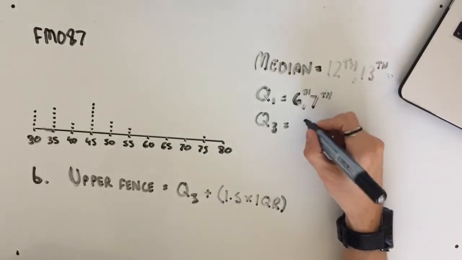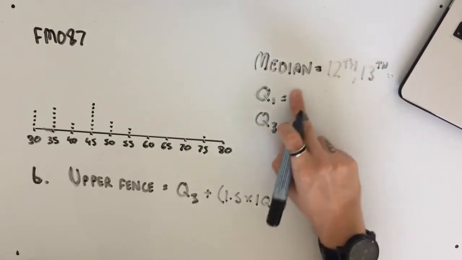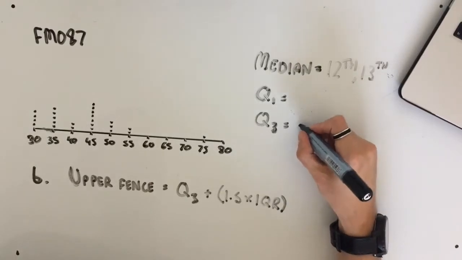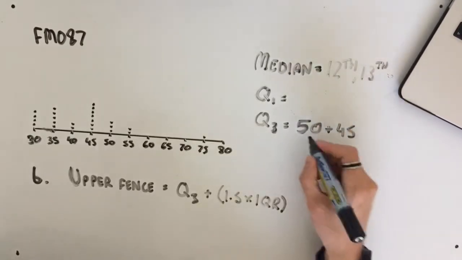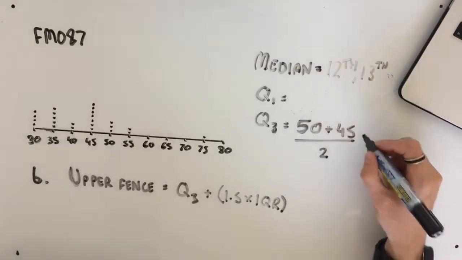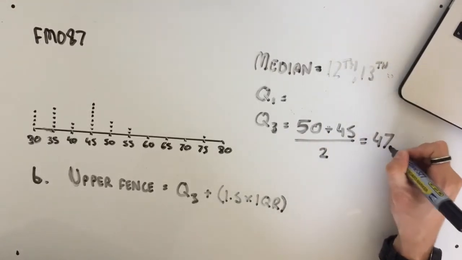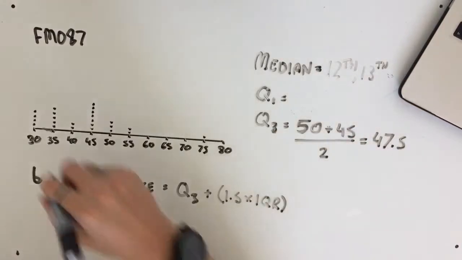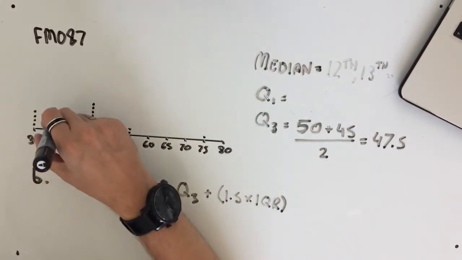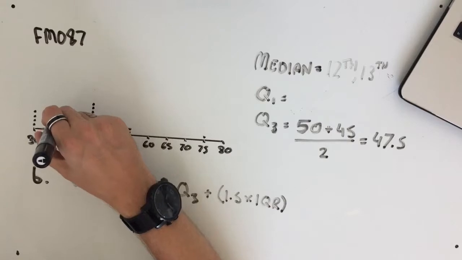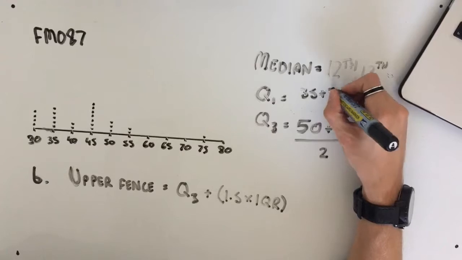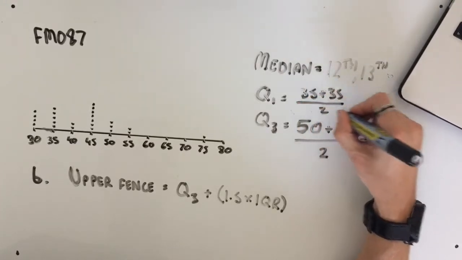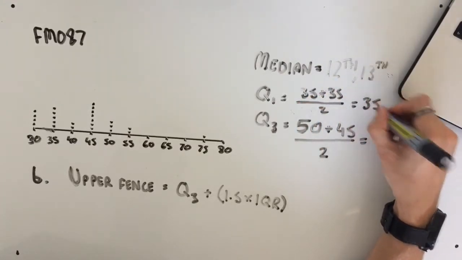So to find Q3, we're going to take 50 plus 45, and then average those out. So our Q3 is a value of 47.5, while Q1 is 1, 2, 3, 4, 5, 6. Our 6th value is 35, and our 7th value is also 35. So of course, 35 plus 35 divided by 2 is going to be equal to 35.